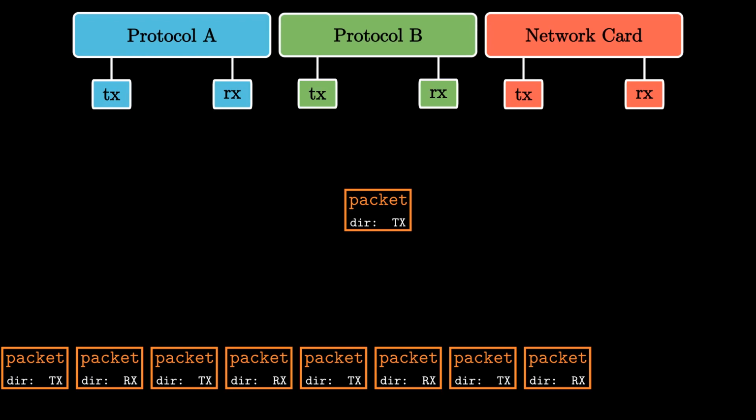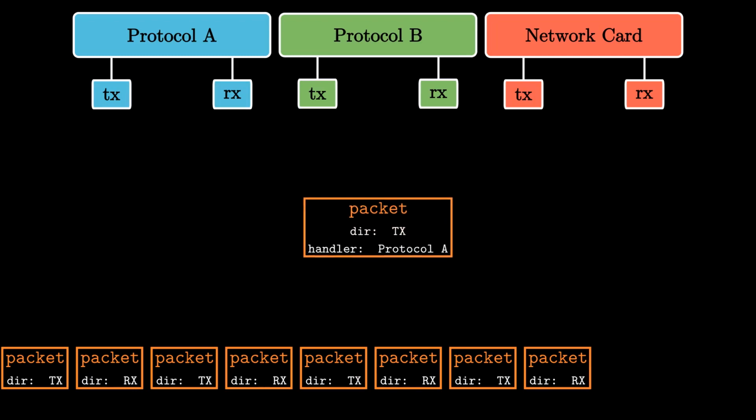We'll now add another member to the packet structure called a handler. This member tells the protocol manager which protocol this packet should be passed to next. This, along with the dir member, allows us to choose the exact function that the packet object should be passed to for processing. Let's now add that member to all the elements of our packet queue.